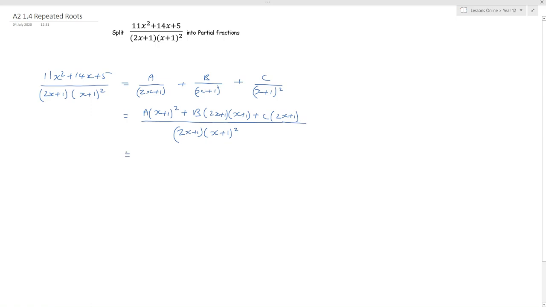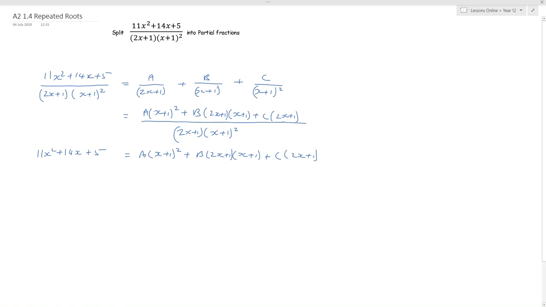Good. Now we've got the denominators the same in both expressions, on the left hand side and the right hand side, so we can ditch the denominator. We can say 11x squared plus 14x plus 5 is equal to A times x plus 1 squared plus B times 2x plus 1 times x plus 1 plus C times 2x plus 1. So we have three unknowns, A, B and C.